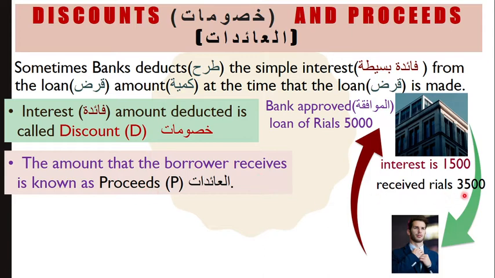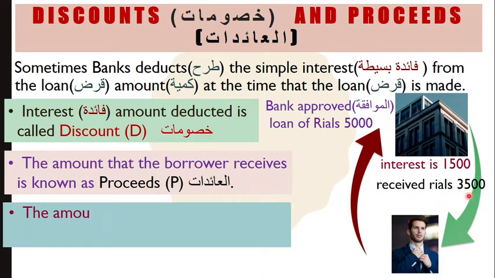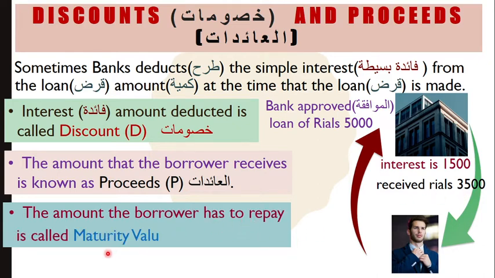Received amount is the proceeds, and the amount that the borrower has to repay is called maturity value. Here, in this example, he has to pay 5,000 riyals to the bank. This 5,000 riyals is the maturity value. This is about discounts and proceeds. Hope you understood the concept of discount and proceeds.